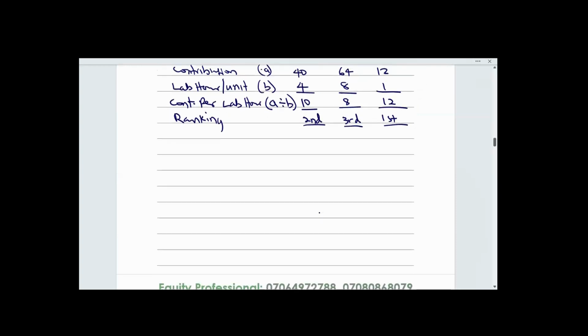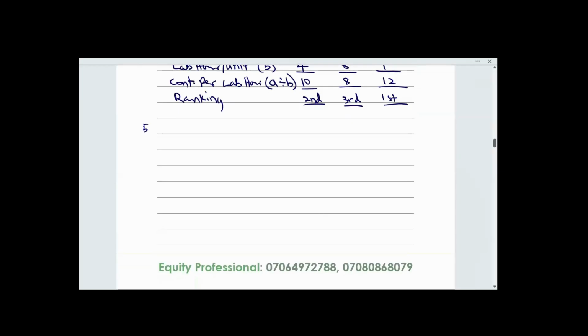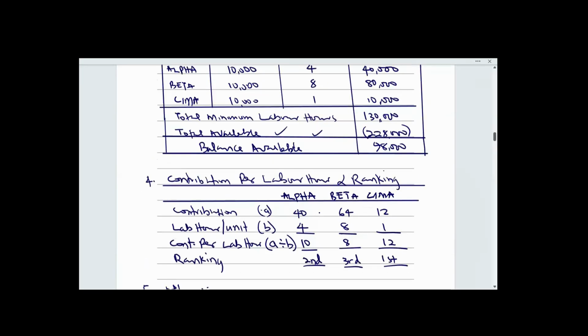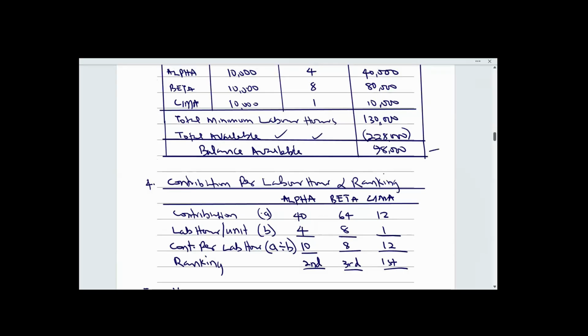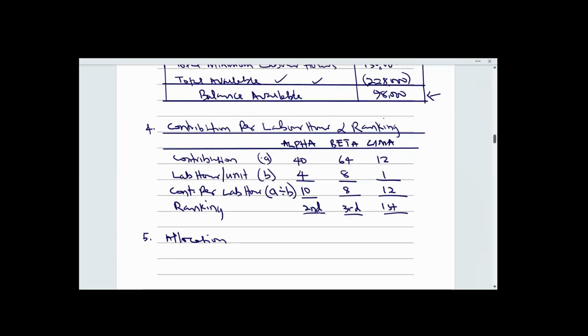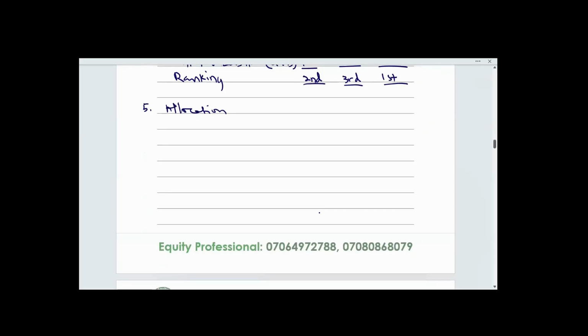All right, then step 5, allocation. Pay attention here, please. What you are allocating is the balance of 98,000. You are not allocating 228,000 again, because out of the 228,000, you have allocated out 130,000 hours. So you are left with 98,000. It is that balance of 98,000 that you want to allocate out. So allocation of balance of 98,000 labor hours.